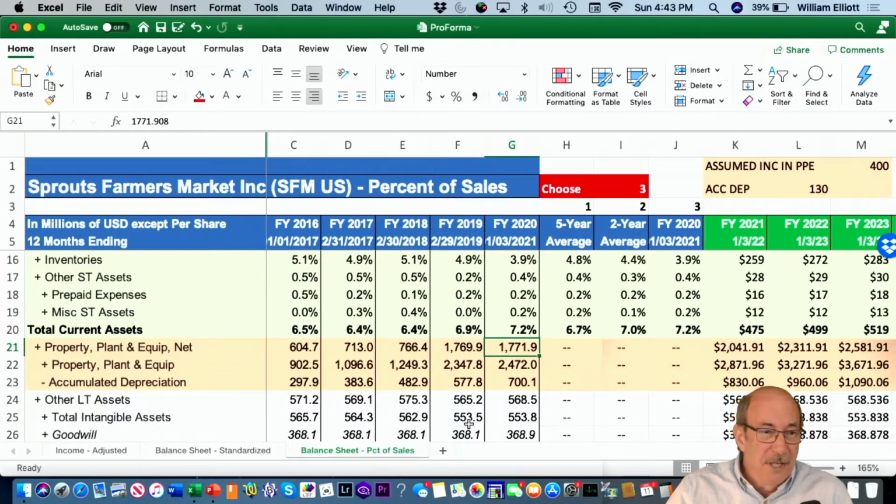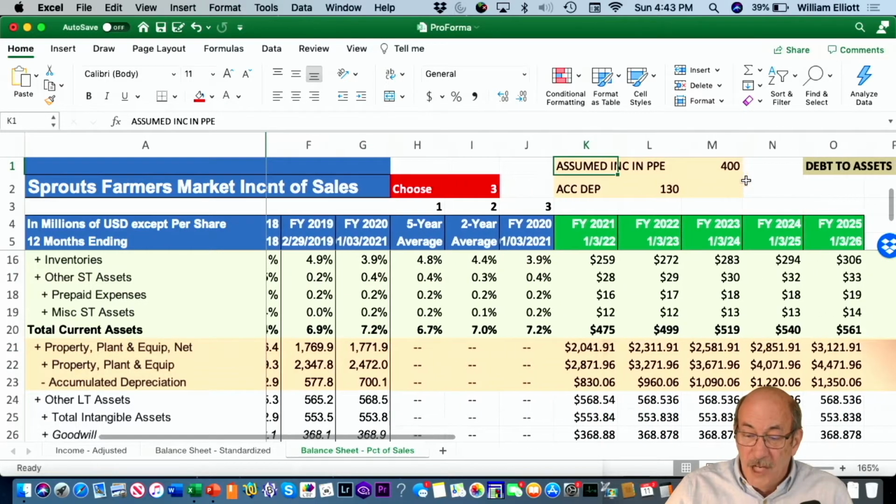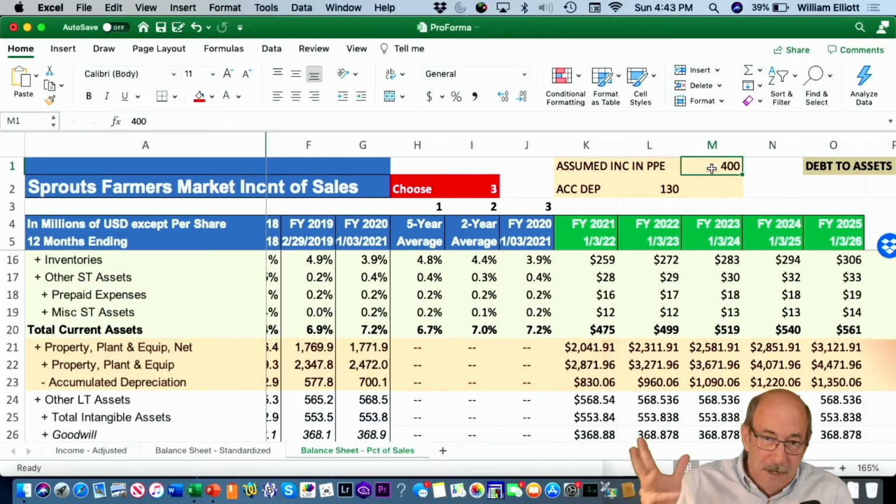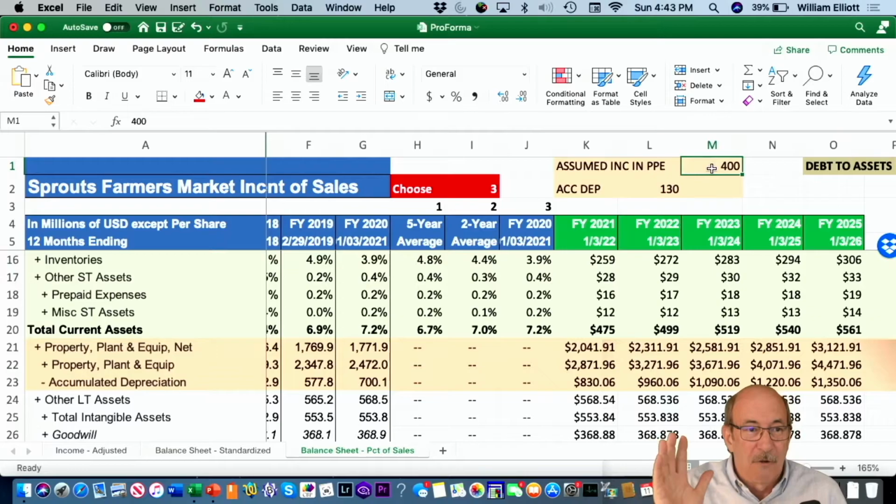So I thought, well, you know what? Maybe I'm going to make an assumption that I'm going to continue to increase my PPE. And I also want to deal with accumulated depreciation. So you'll notice I color-coded up here. So I've got an assumed increase in plant, property, and equipment. And I've just, again, making up numbers. This is not a recommendation to you.